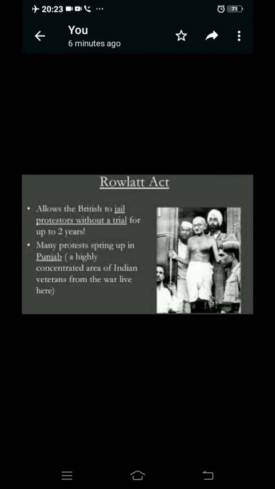The Rowlatt Act. The Rowlatt Act was passed in 1919. This act was termed as a Black Act, as it authorized the government to arrest without trial anyone suspicious of working against the government.